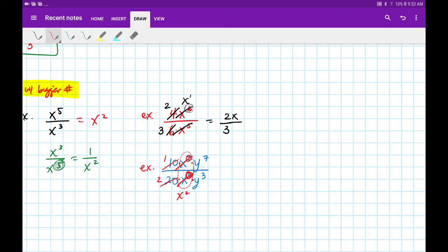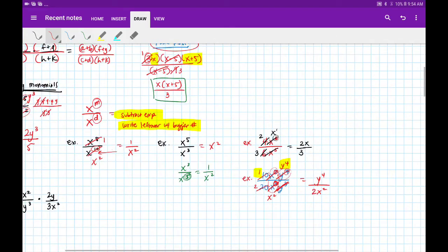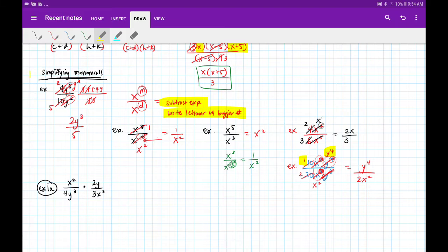Now y to the 7th over y to the 3rd. The difference between 7 and 3 is 4, so when I cancel, I'll be left with y to the 4th on the top, because that's where the bigger exponent is, y to the 4th, and these will disappear altogether. So my final answer is going to be, I'm left with a 1 on the top, no x's, and a y to the 4th. So I can just leave that as a y to the 4th. I don't have to write the 1 in front. And at the bottom, I have 2x squared and no y's because they all disappeared. So that's a very, very important skill, how to simplify our monomials.